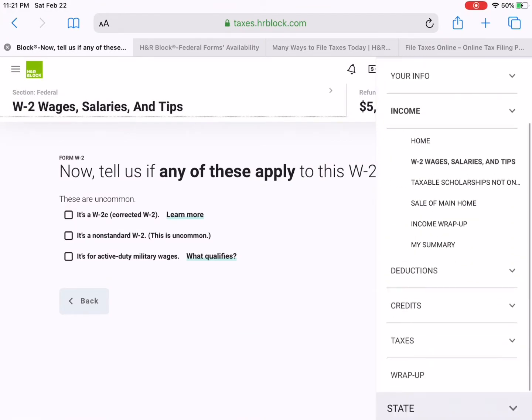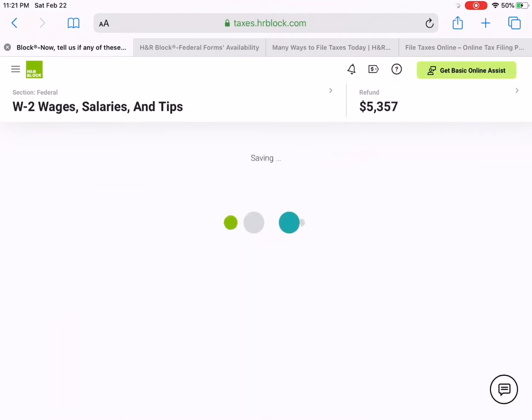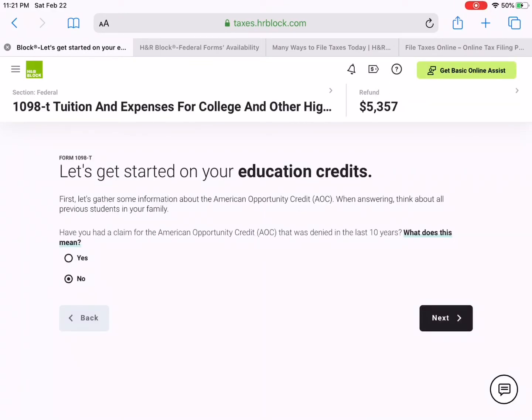Another thing that I wanted to point out, though, is in the credits. You'll notice as we go to the tuition and fees, this is one of the education credits, and I was very specific in all of my inputs with my income and then answering all these different questions so that I would be eligible for the American Opportunity Tax Credit. That is the best education credit you can receive. It has a refundable and a non-refundable portion.